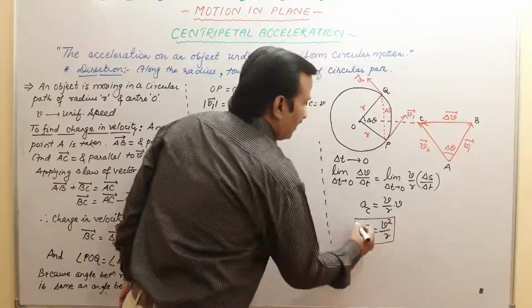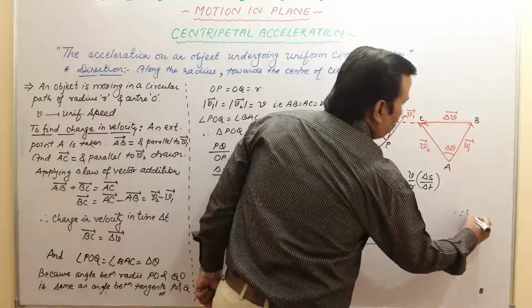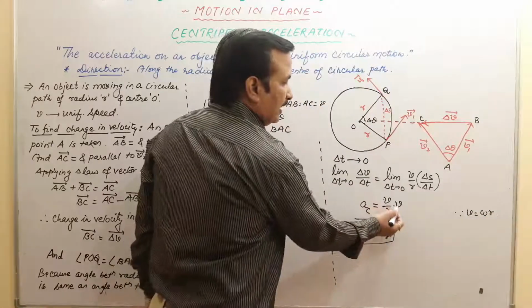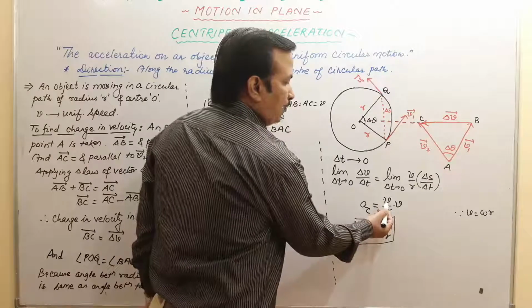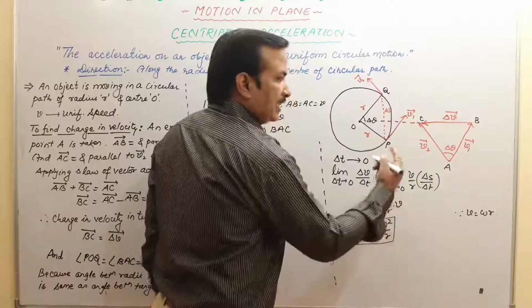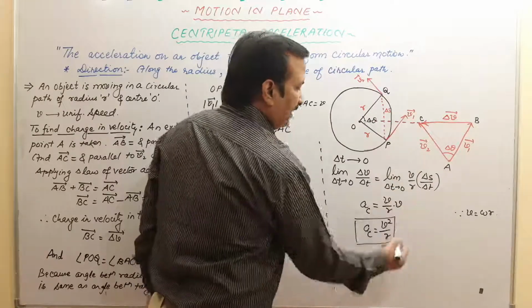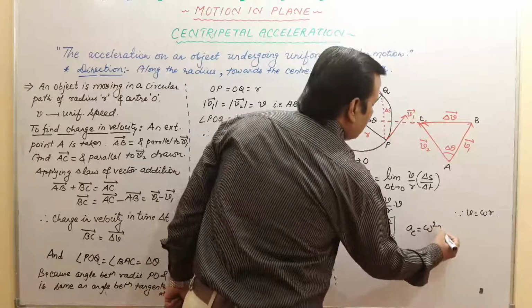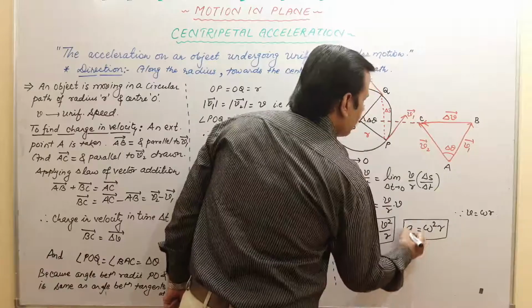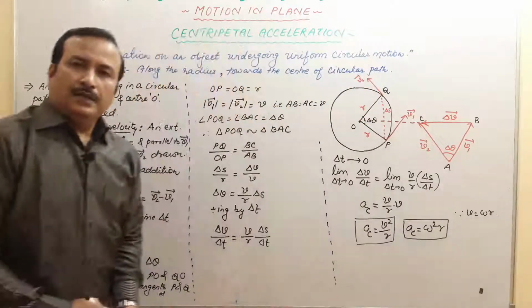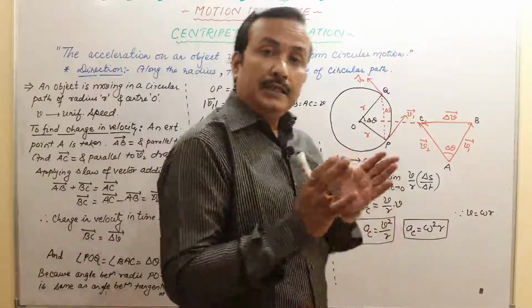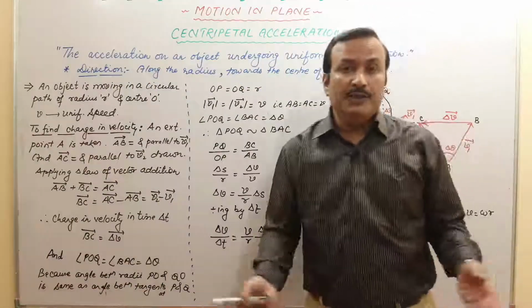One more relation you can write. What is that? Since we have v is equal to omega r, यदि हम v की जगह पर ओमेगा r रख दें तो what we will be getting? Omega r into omega r, omega square r square divided by r will give you omega square r. Okay, this is the derivation. बहुत सिंपल है, बहुत आसान है, but it is important, equally important as projectile motion.